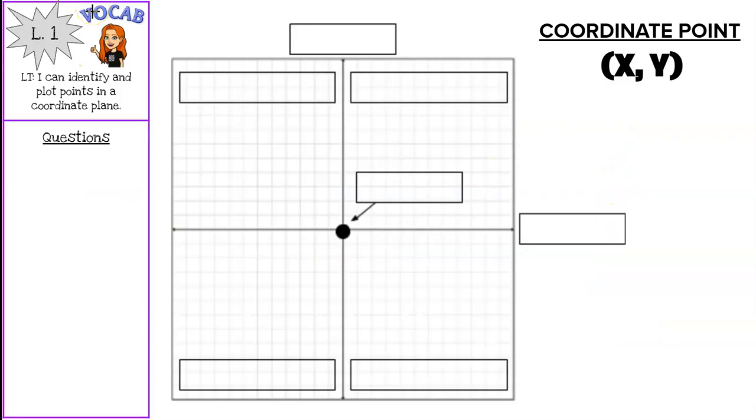Vocab. First off, this is our coordinate plane, and it's split into 4 pieces. It's split by what we call our axes. So the one that goes left to right through the middle is called our x-axis. And the one that goes up and down through the middle is called our y-axis.